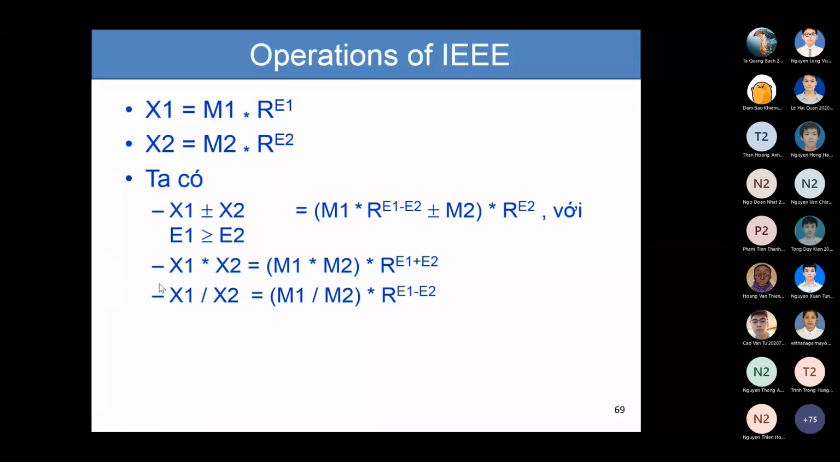Okay, it's the same. So this formula is correct. x1 divided by x2 equals m1 divided by m2 multiplied by r to the power e1 minus e2. So this is the correct formula, right?